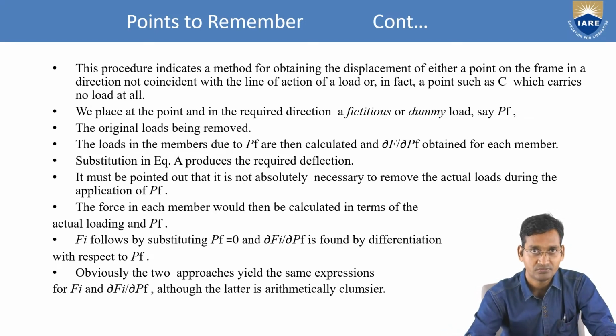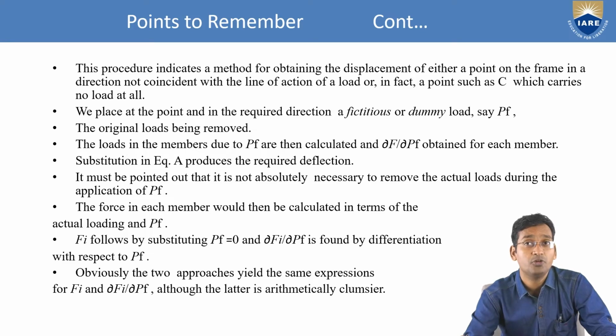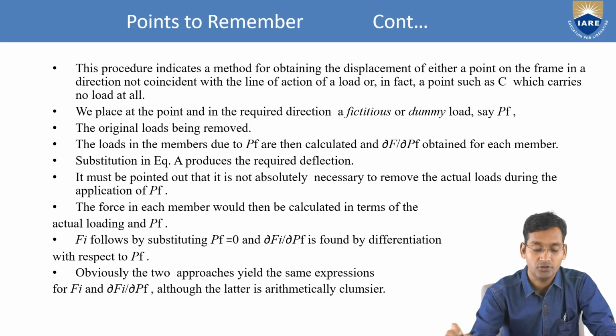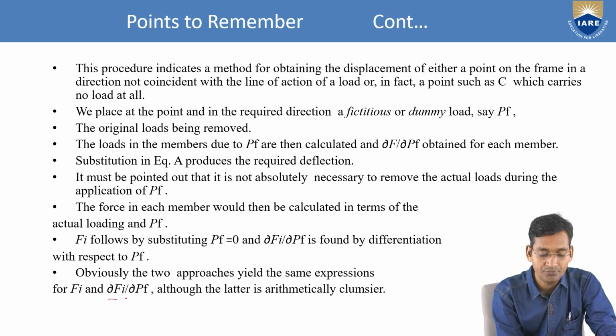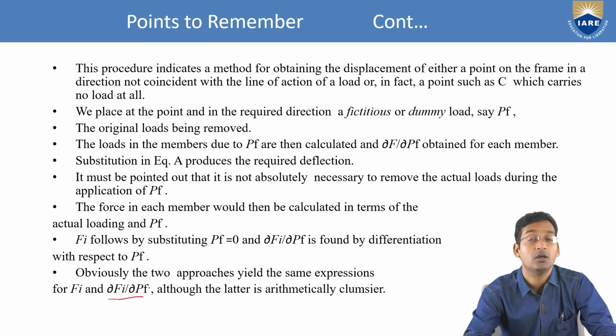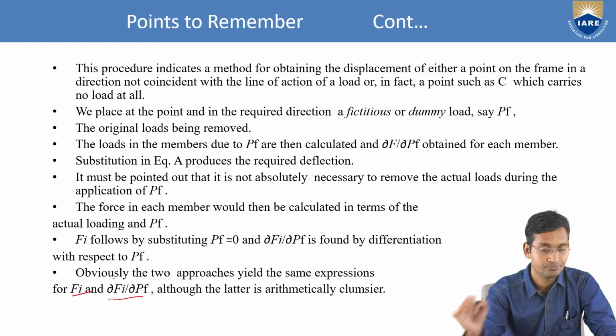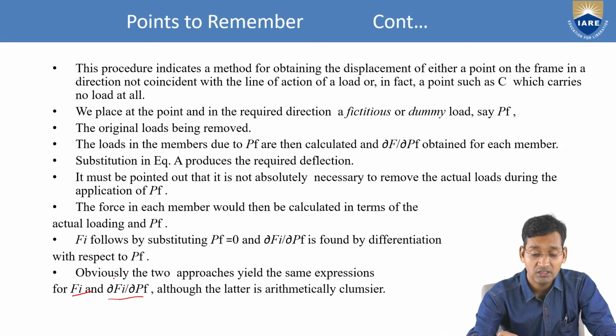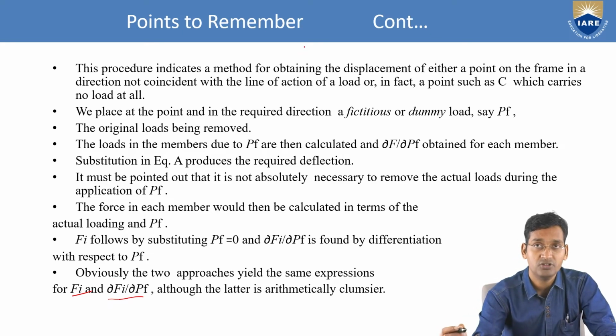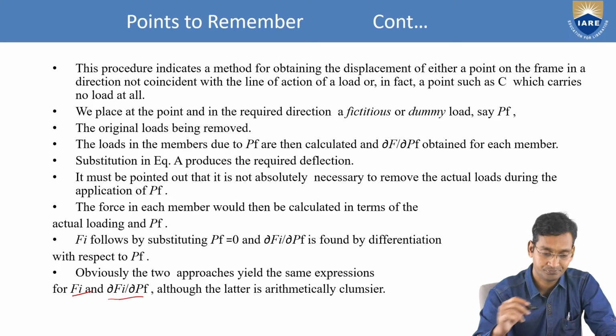Obviously the two approaches yield the same expression for Fi and ∂Fi by ∂PF, although the latter is arithmetically clumsier. So finding this method is somewhat clumsier compared to this one, right? So for solving these things you have to remember. So just see once again, I am just telling.